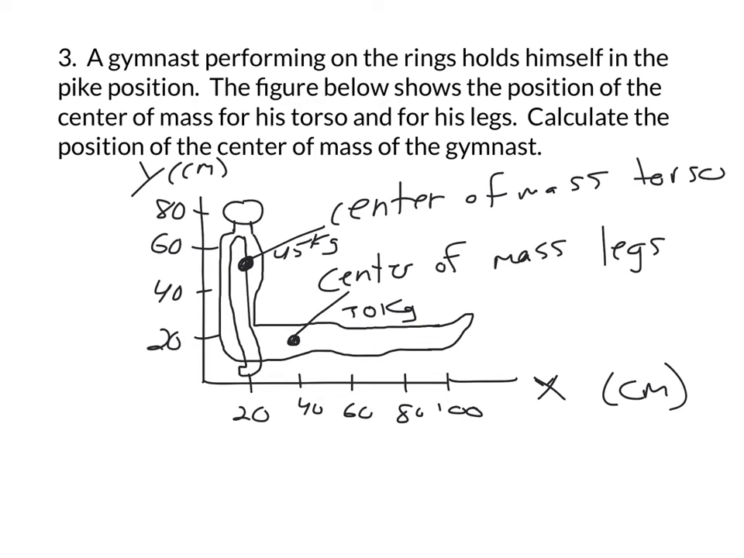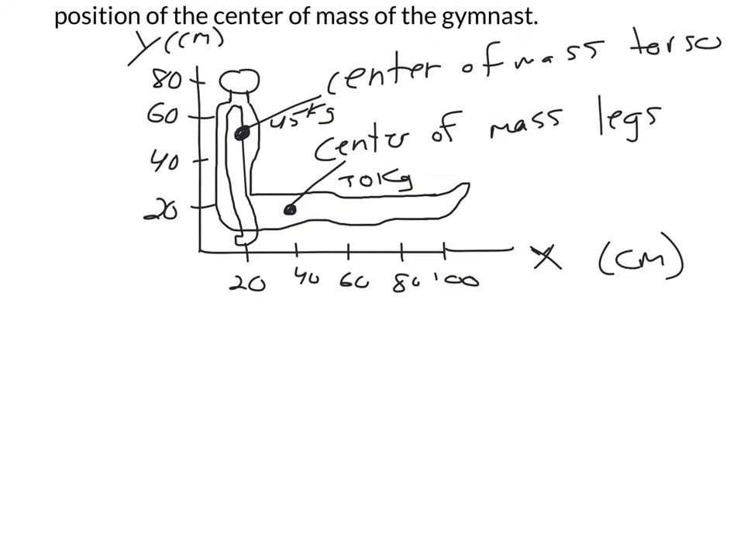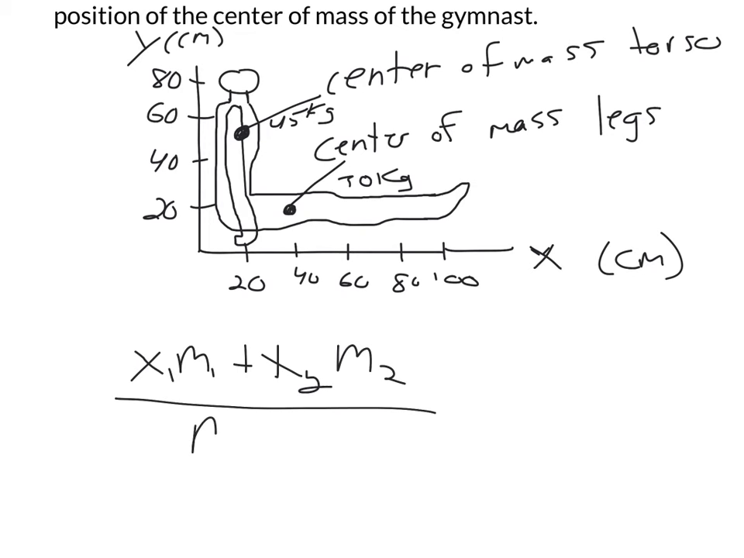Now, to do this, notice that this has got an x distance and a y distance, so we're going to have to do this in two different dimensions. For our purposes, I will solve each of those independently. So I'm going to start with the vertical. Let's do the vertical first. Remember, our center of mass equation is position times mass for the first one, plus position times mass for the second one, all divided by the sum of the masses. And that will give us the position of the center of mass.